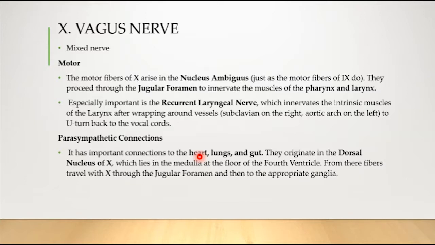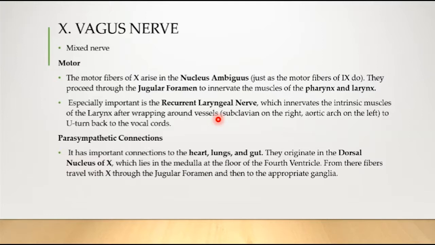We have the vagus nerve, which is a mixed nerve. The motor fibers arise from the nucleus ambiguus, and they proceed through the jugular foramen to innervate the muscles of the pharynx and the larynx. And important is the recurrent laryngeal nerve, which innervates the intrinsic muscles of the larynx after wrapping around the vessels. Importance of the recurrent laryngeal nerve? Yeah, during thyroidectomy.